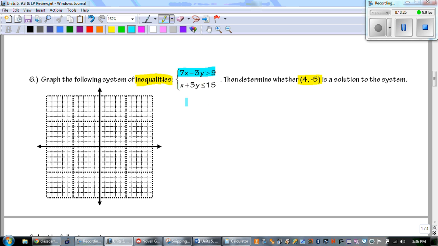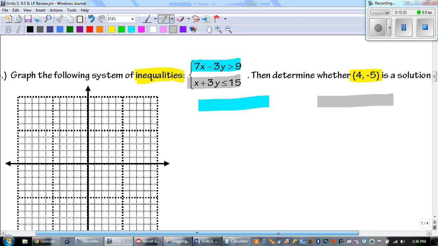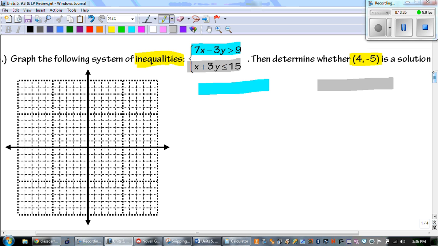Okay, so the first thing that I notice between these is that x is not by itself. So we're going to need to solve each one of those. So our first one, 7x minus 3y is greater than 9. We need to go ahead and solve for y.